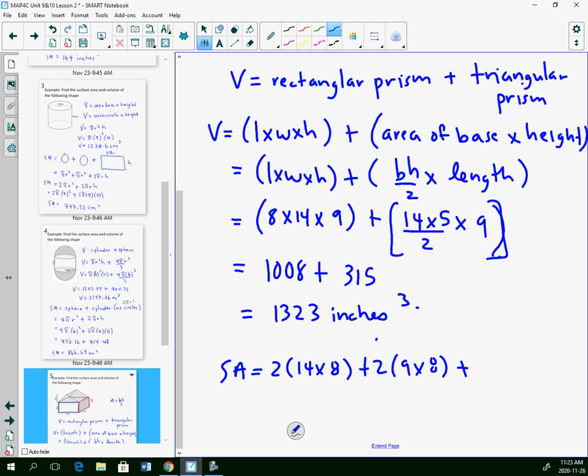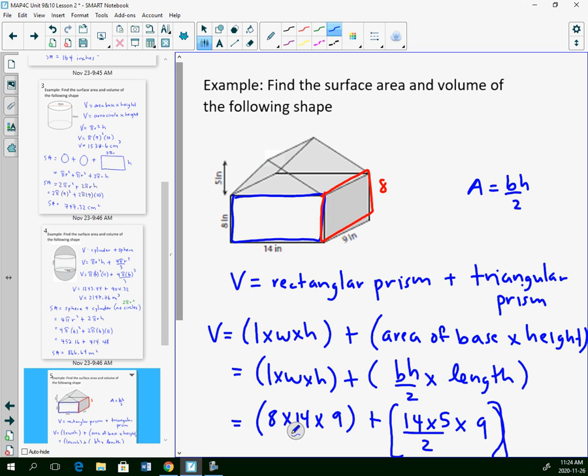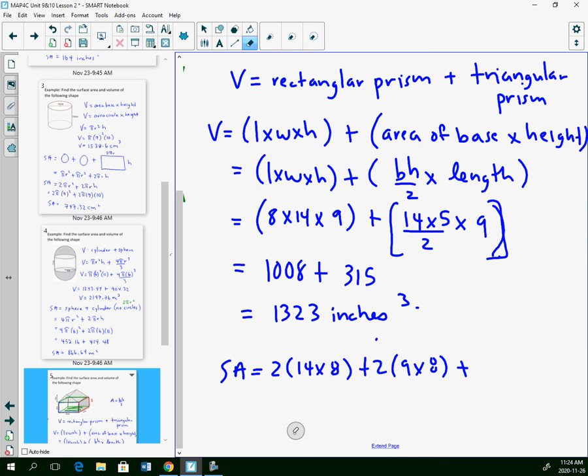And I'm going to include the bottom, right? Just because it's an object, it doesn't say don't include the bottom, so let's just include the bottom. We have a bottom here. So I'm going to include that, but I only have one of them. This one's inside the shape, so we're not going to include that. So we're only going to include one side that is 14 by 9. It would say in the question specifically if it didn't want you to include the bottom.